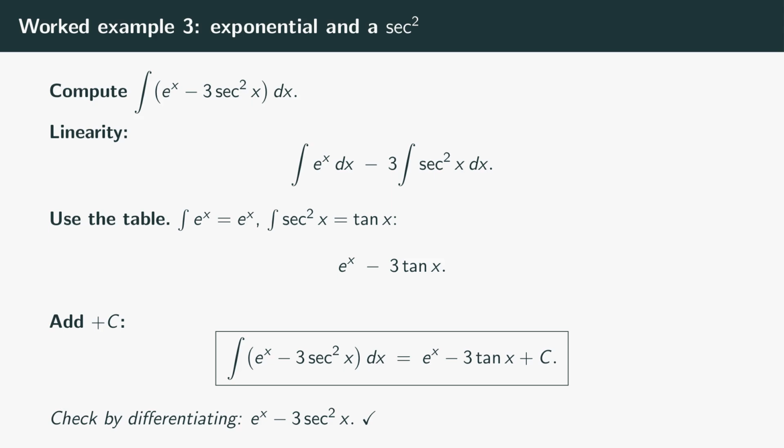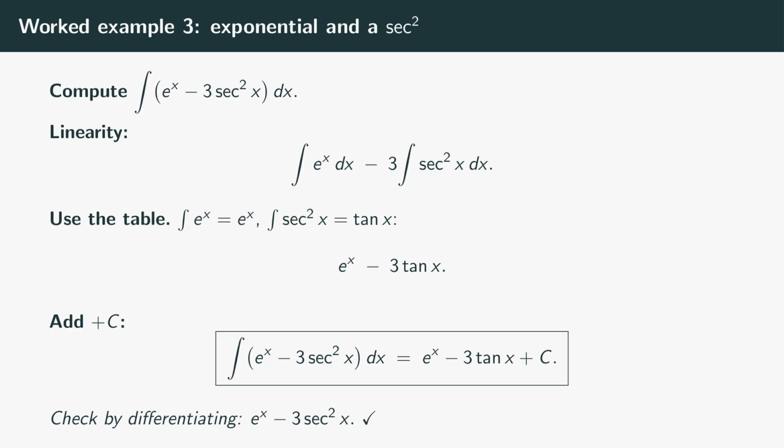Third worked example. Compute the integral of e to the x minus 3 secant squared x dx. Linearity. Split into the integral of e to the x minus 3 times the integral of secant squared x. From the table, the integral of e to the x is the most satisfying integral in calculus. It's e to the x itself. The integral of secant squared x is tangent of x. Combine: e to the x minus 3 tangent x plus c.